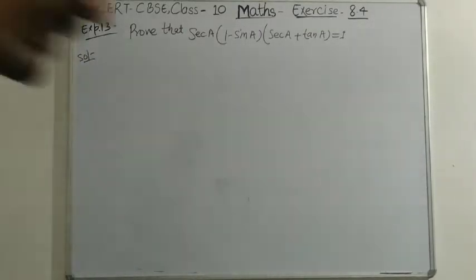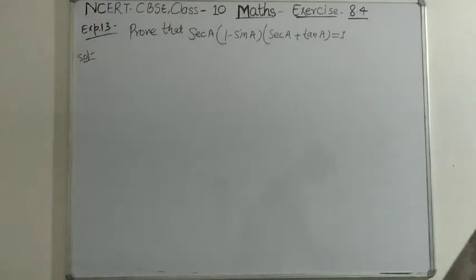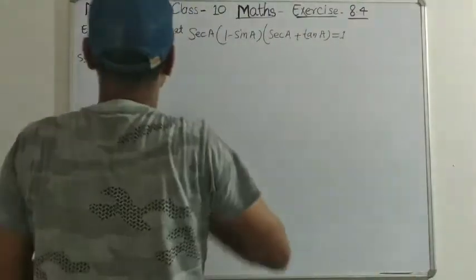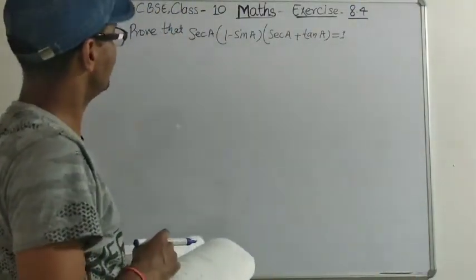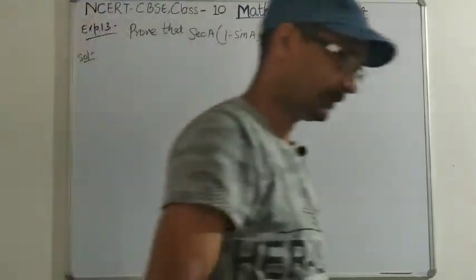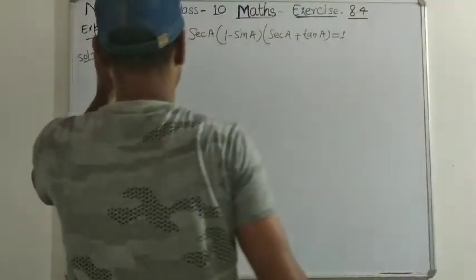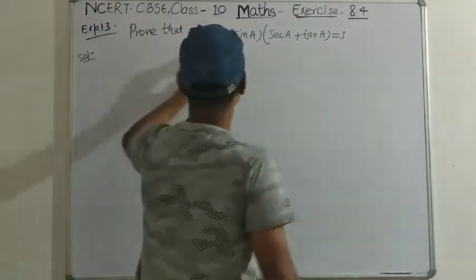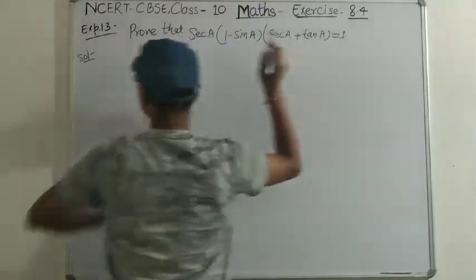So students, now see example 13. Why am I doing examples first? After doing examples, the exercise questions will be easy for you. Solving becomes easier, so we must practice first. So what is this? Prove that sec a (1 minus sin a)(sec a plus tan a) is equal to 1. So this is the left hand side, that is the right hand side.